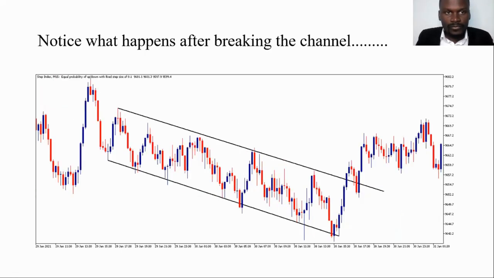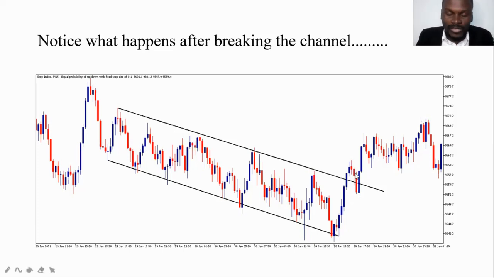Here you can clearly see that these ascending and descending channels act like guides. You can notice what happens after the price breaks through the channel. When price breaks through the channel, you look for a change of market direction.